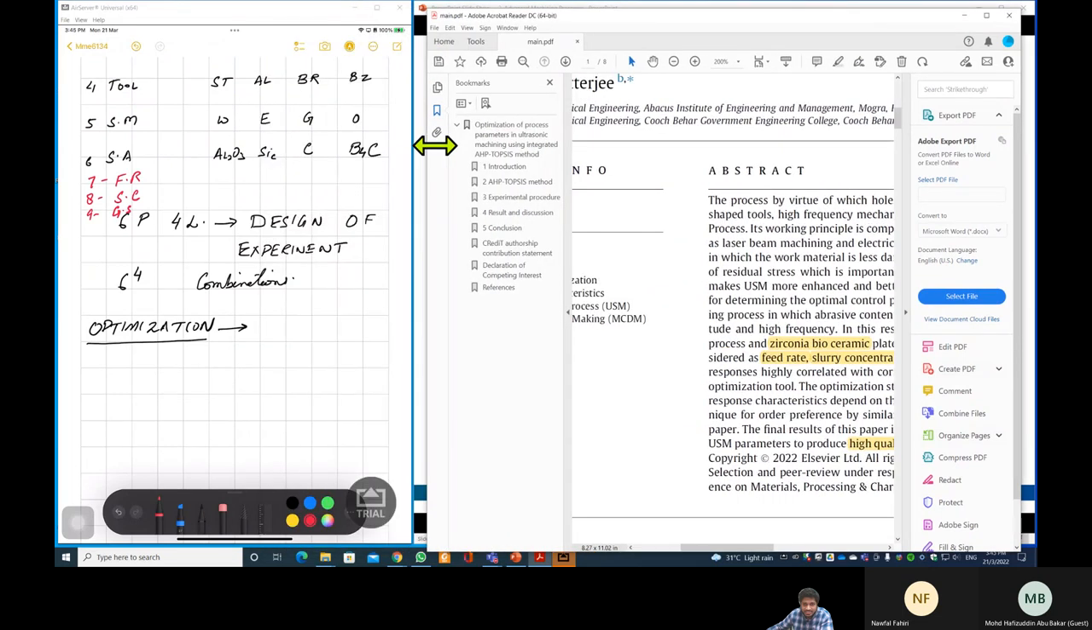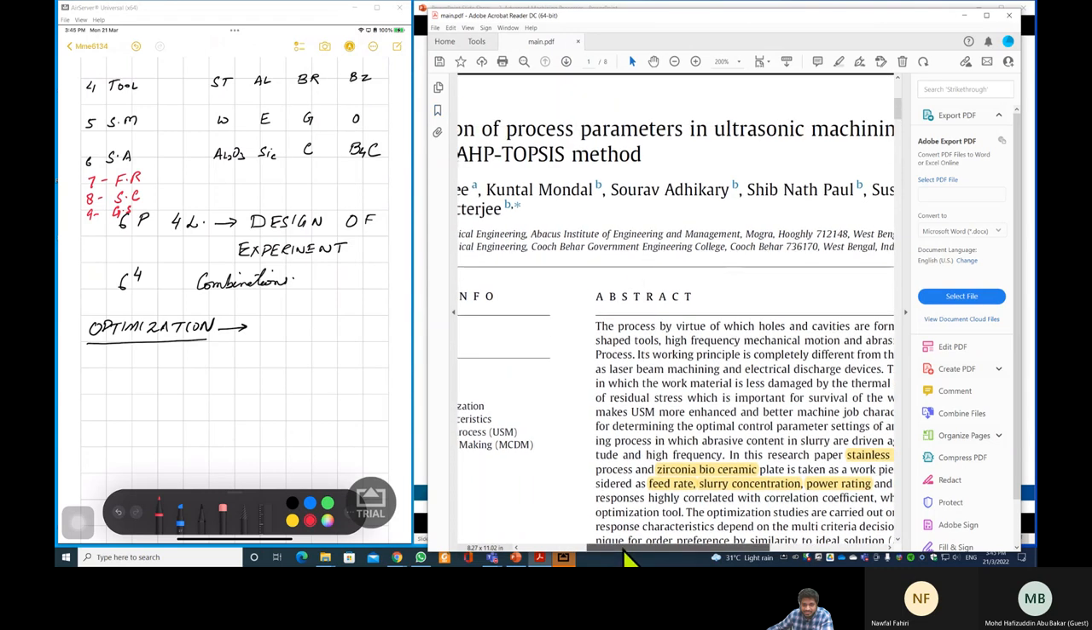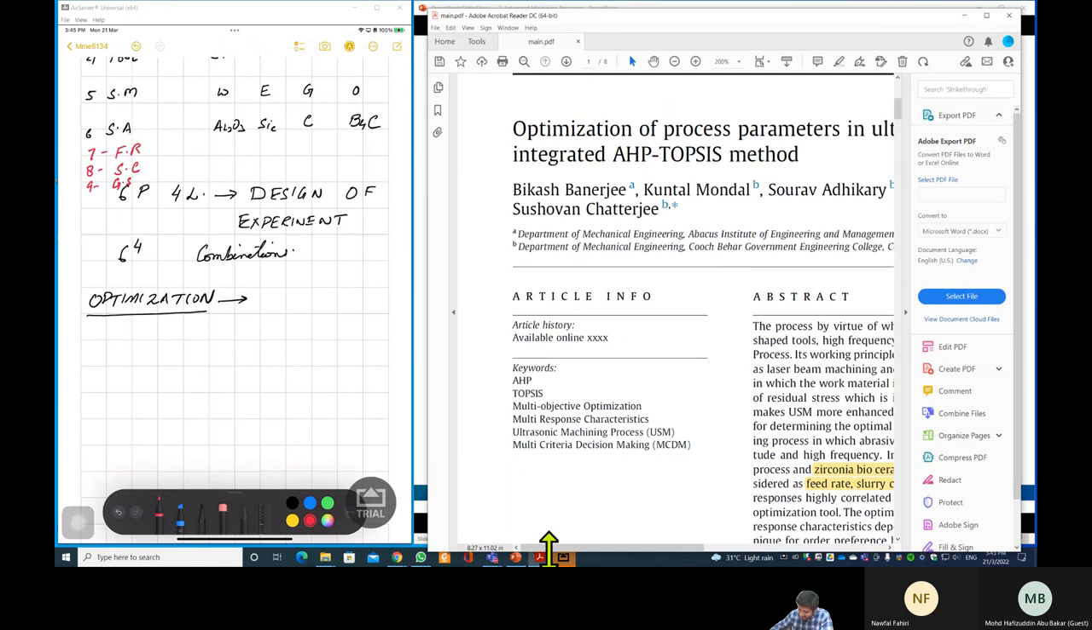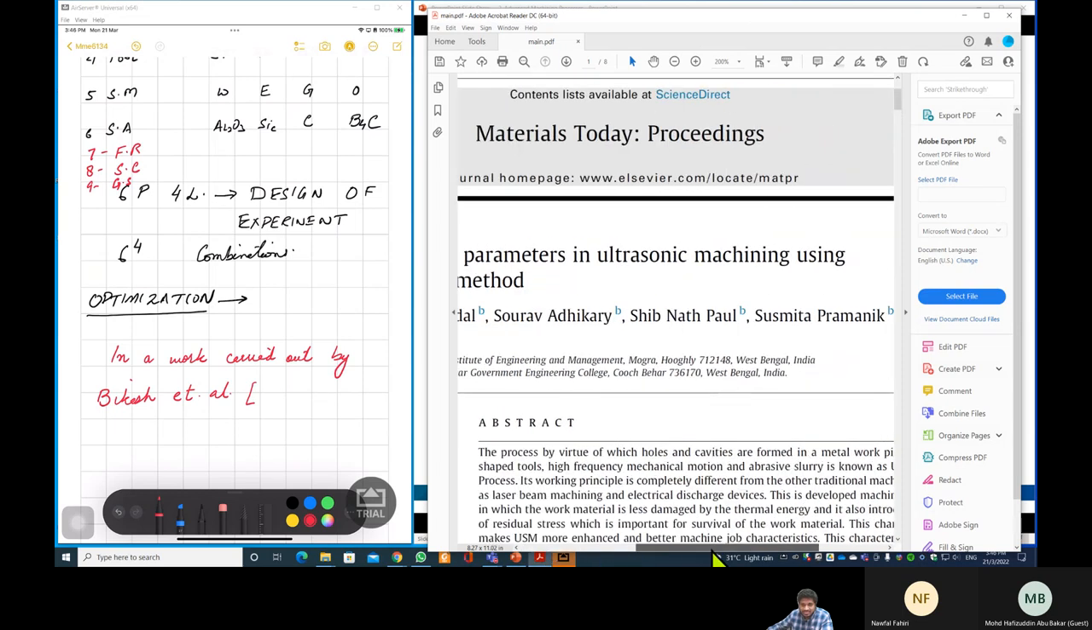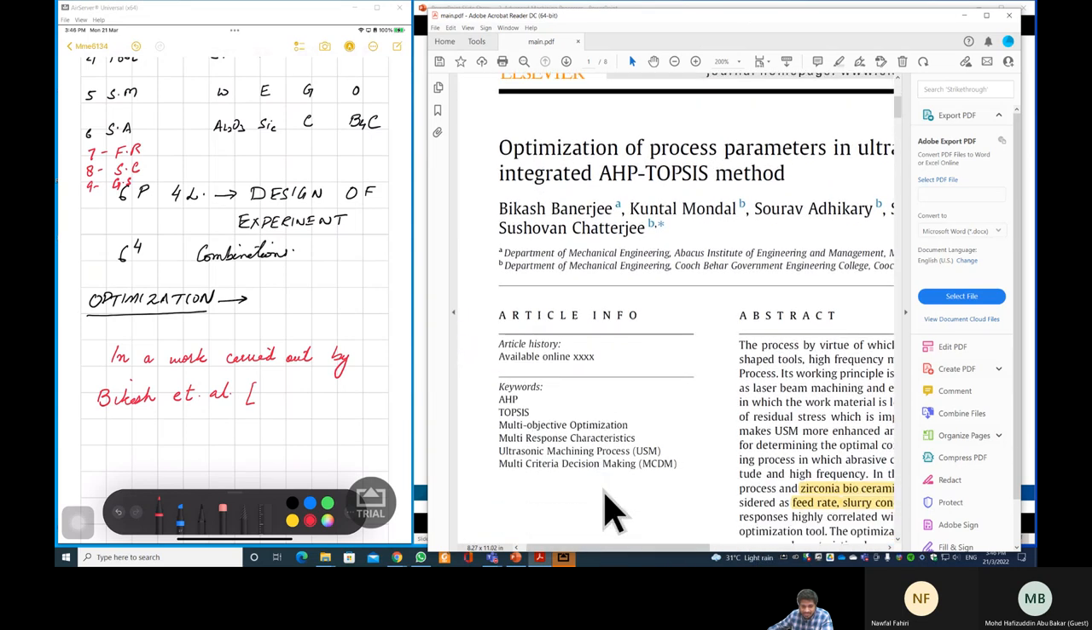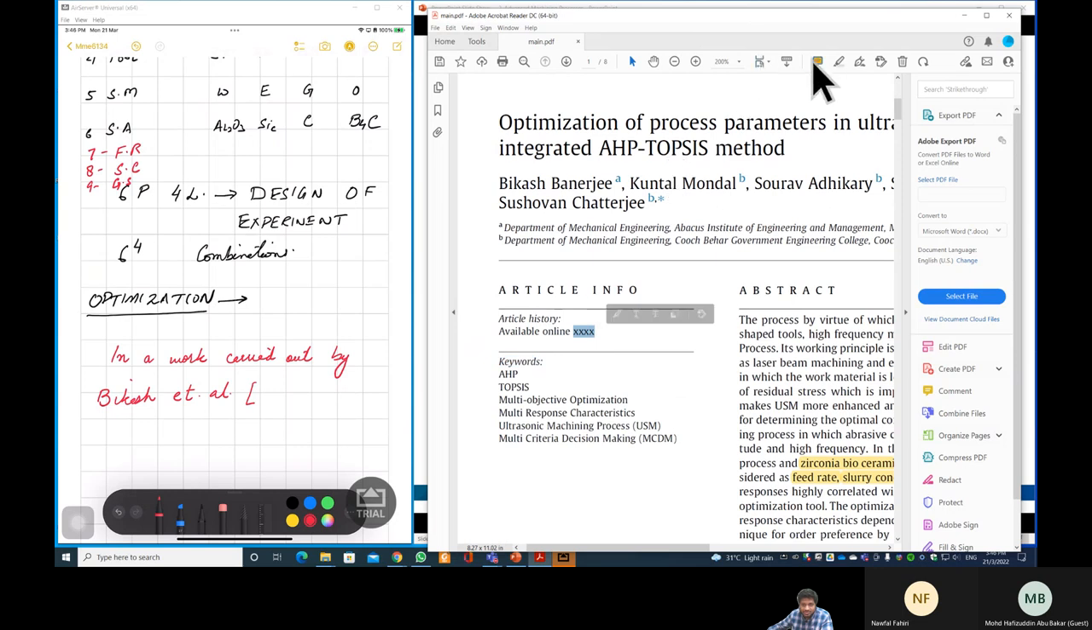So what you are going to do, guys, in a research paper, is write: in a work carried out by Bikash, B-I-K-A-S-H, Bikash et al. What does et al. mean? Bikash and other authors. When was the publication date? From Google Scholar, we could see it was published online in 2022.